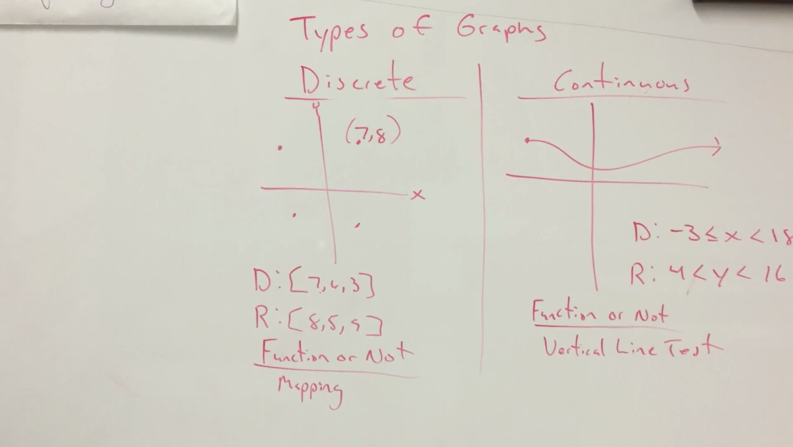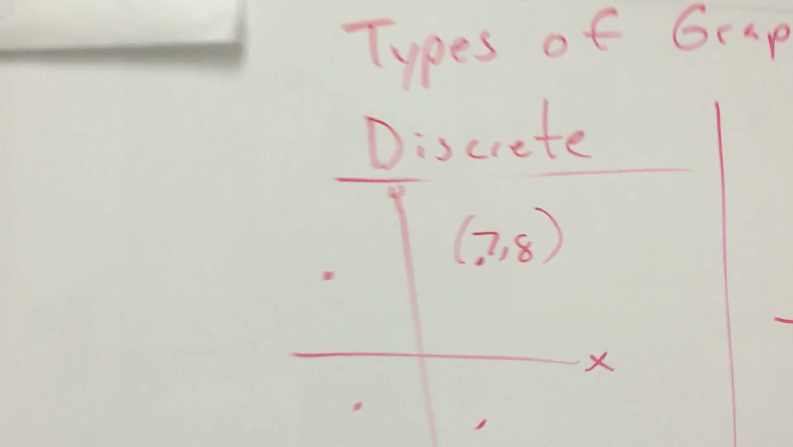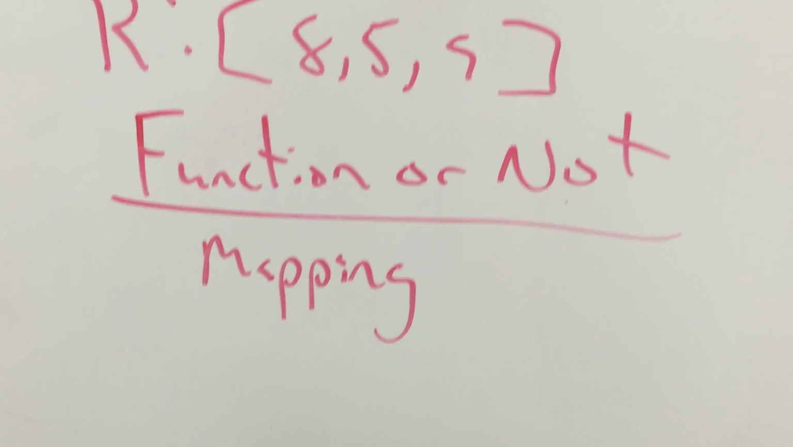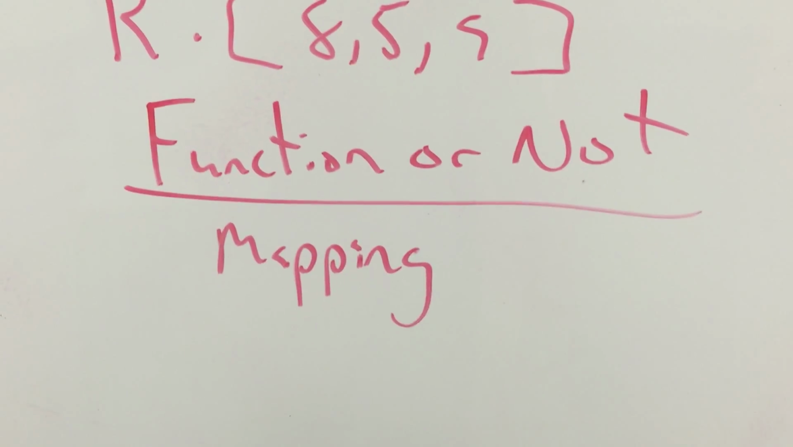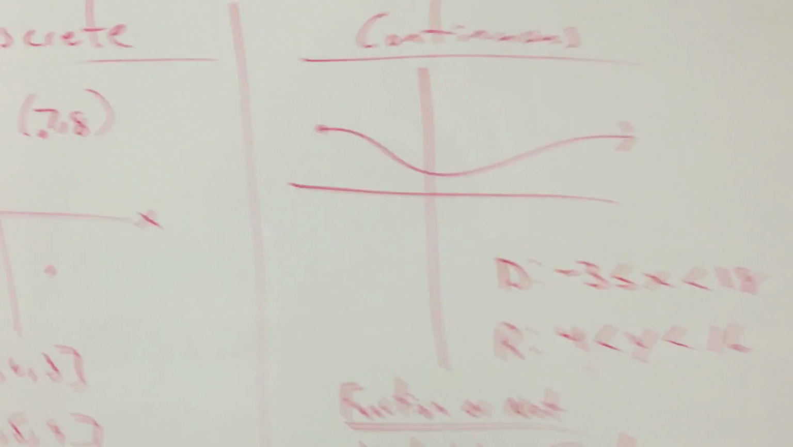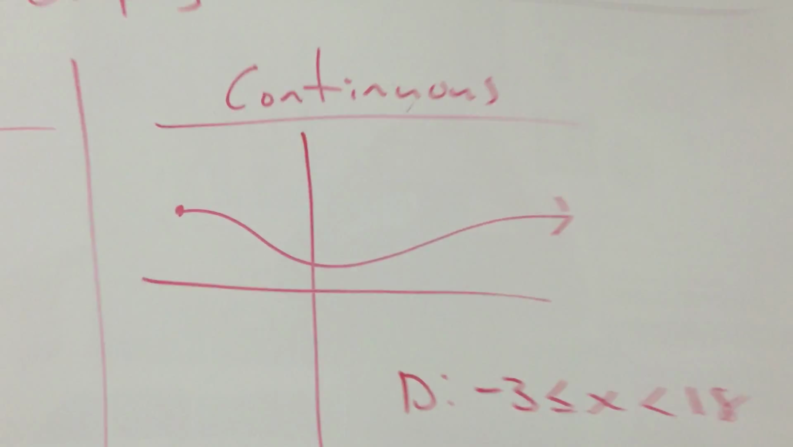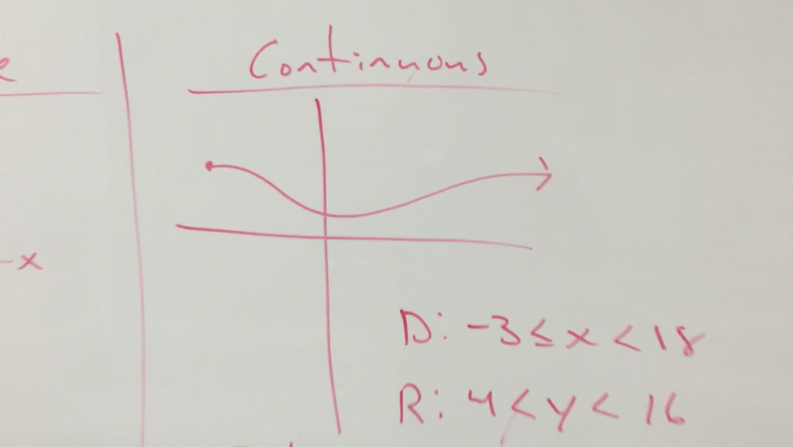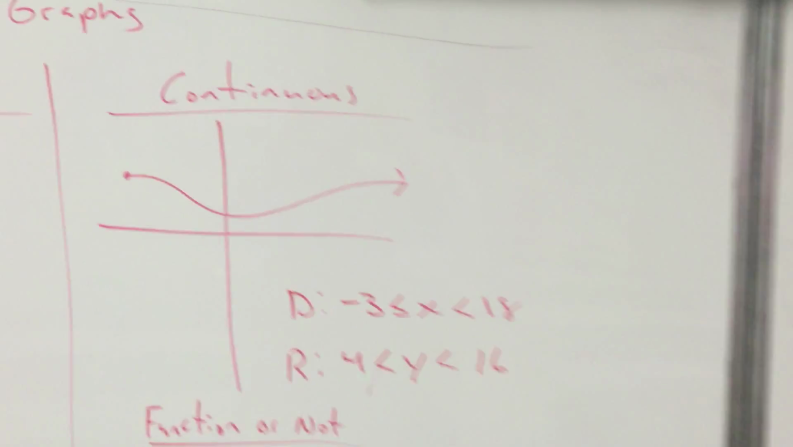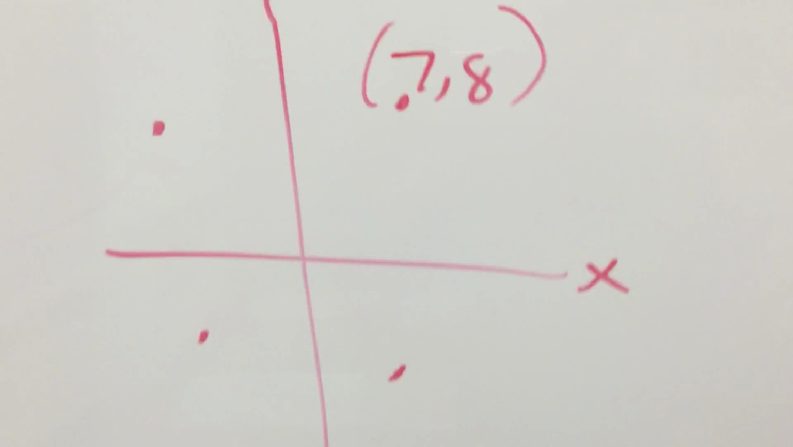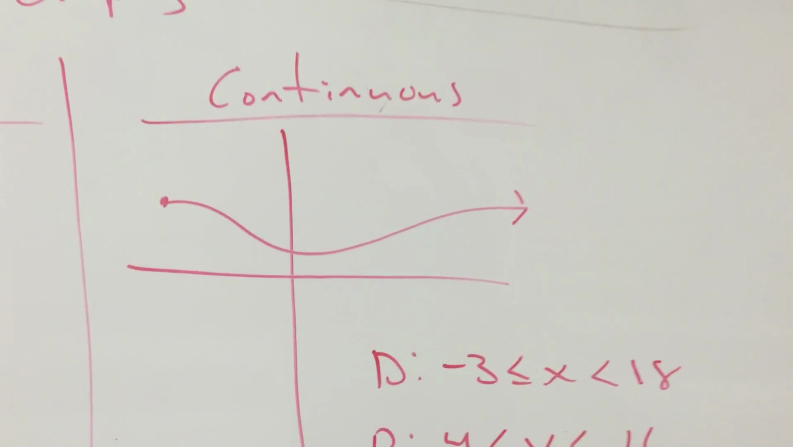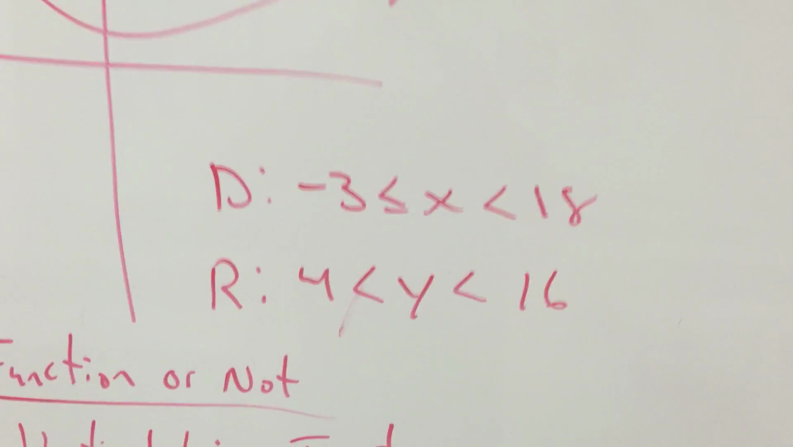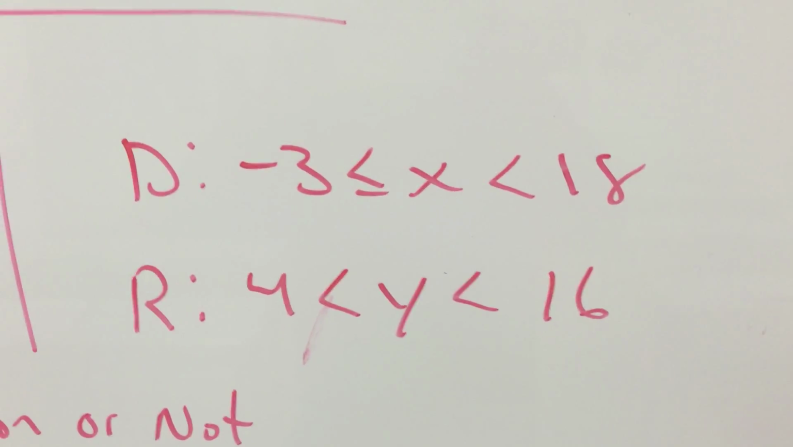Then if I want to know if a discrete graph is a function or not, I should do mapping. Boom. Let's go over here to continuous. Continuous just looks like this line right here, right? Continuous, a line or any other line. Notice, this is a line. This is a collection of different points. Line, continuous is lines. So notice, the domain here doesn't look like a list.